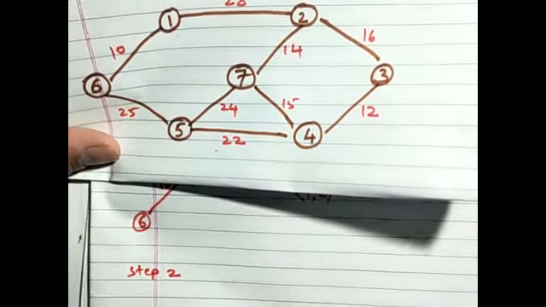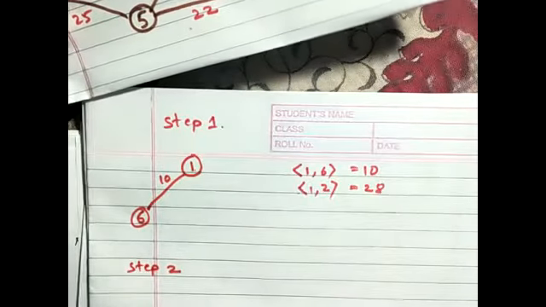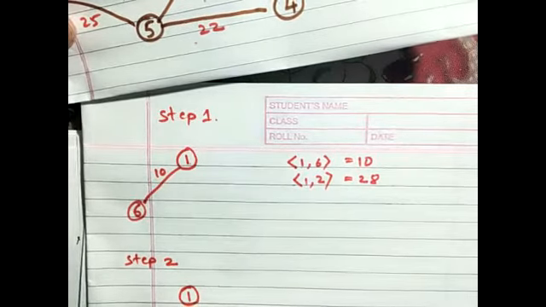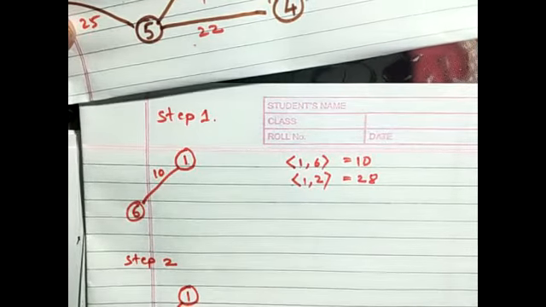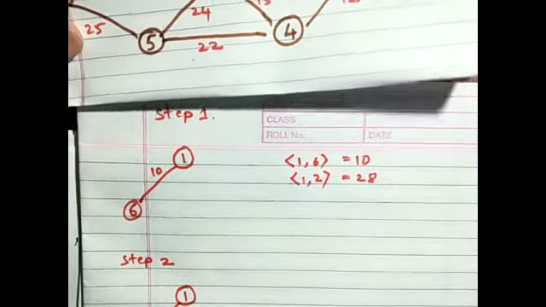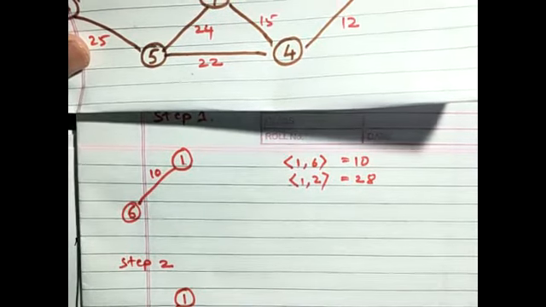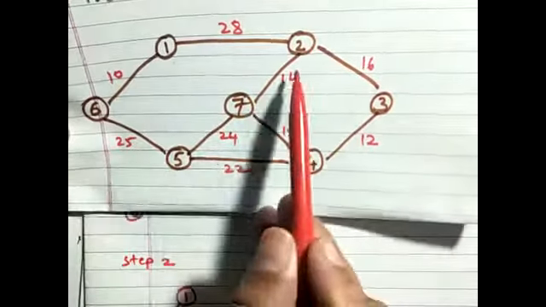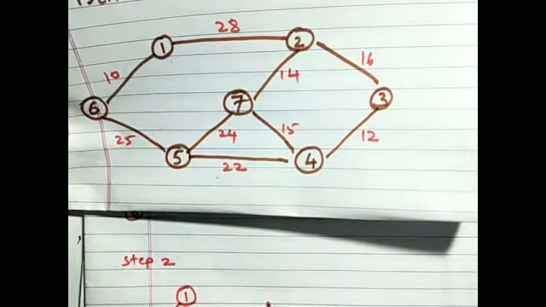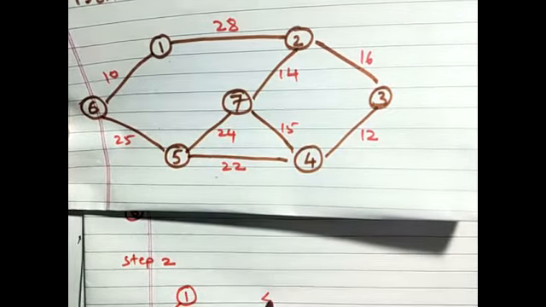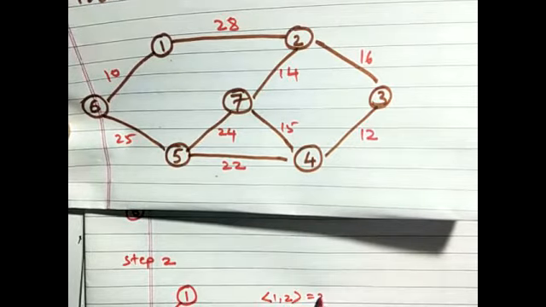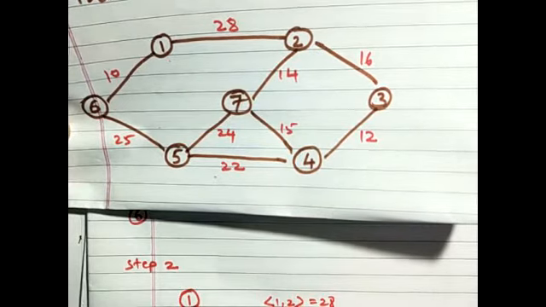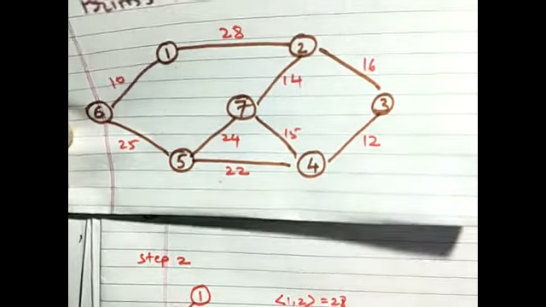Step 2. So in step 2, the step 1 part I have already taken care of. So I need to draw this one, 1 and 6 connected with the cost of 10. Now in the second step, I have two possibilities, right? Either I can travel from 1 to 2 or 6 to 5. So let us write the edges here. From 1 to 2, the cost is going to be 28. And from 6 to 5, the cost is going to be 25.